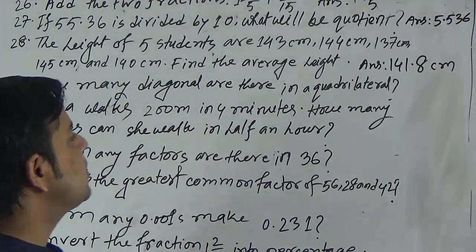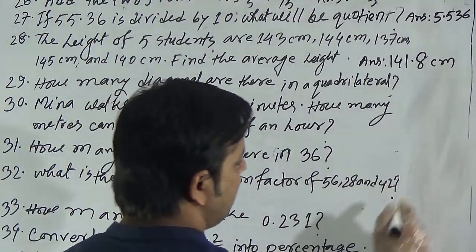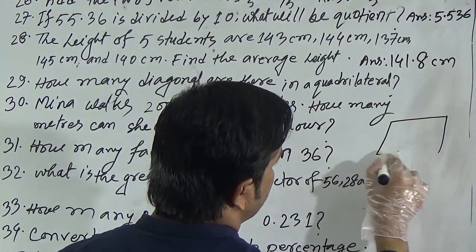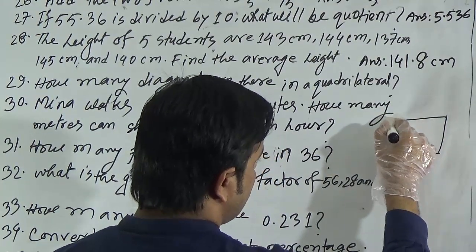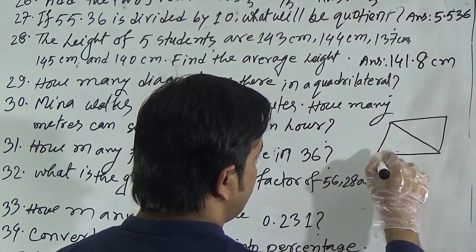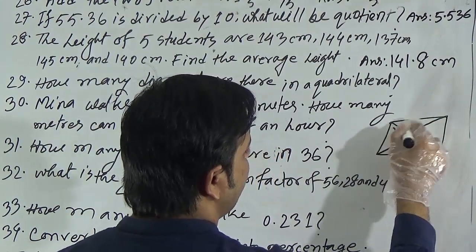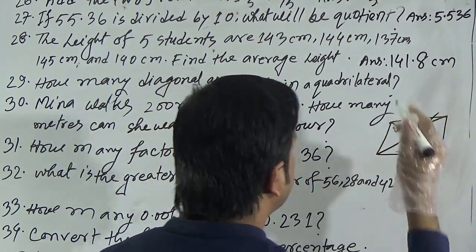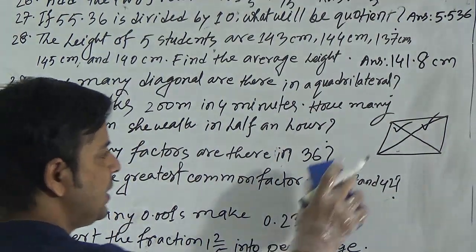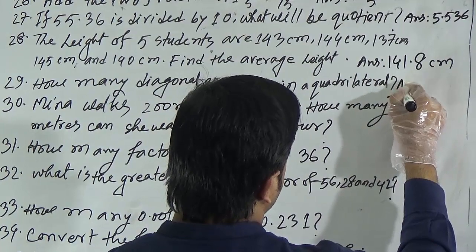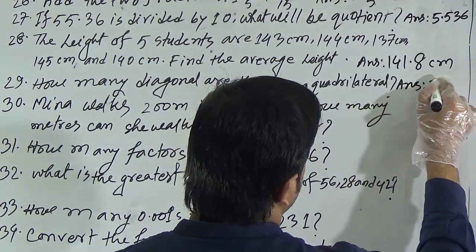How many diagonals are there in a quadrilateral? Suppose this is a quadrilateral. If we join two opposite vertices by a line and these two opposite vertices by a line, here we will get 2 lines only. So we can say a quadrilateral has only 2 diagonals. So the answer is 2.